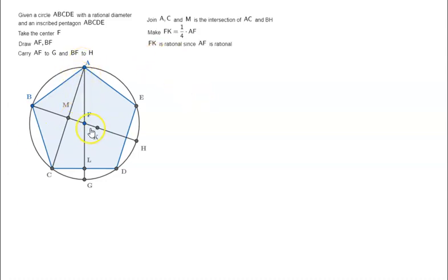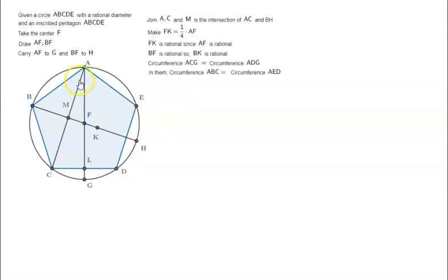So now FK is rational. Since AF is rational, BF is rational because AF and BF are both radii of the same circle. So BK is also rational. Circumference ACG, which is half of the circle, a semicircle, is equal to the circumference ADG, which is the other semicircle. So naturally, these two will be equal.